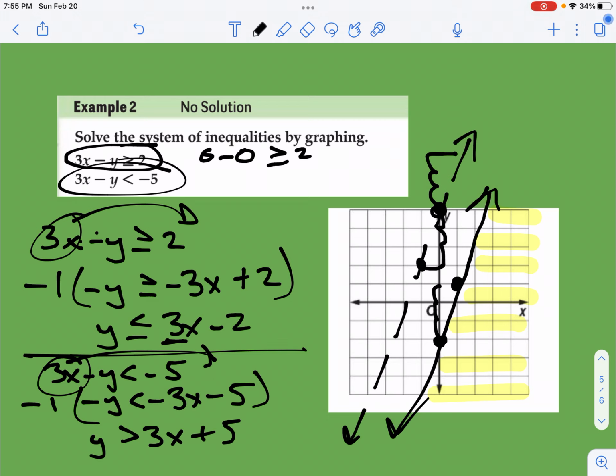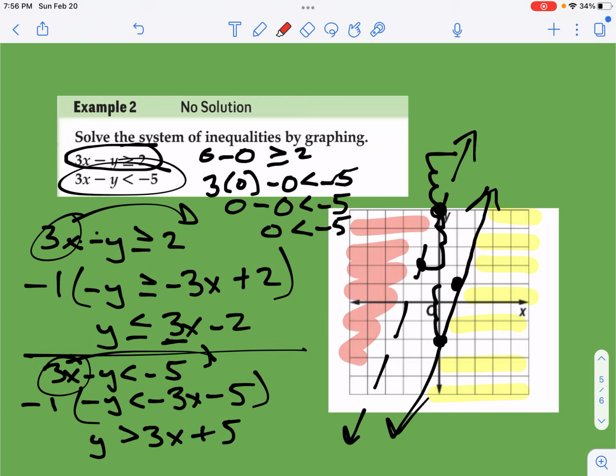Let's put the origin in this. All right, so if I put the origin in it, we have 3 times 0 minus 0 is less than or equal to -5. So basically 0 minus 0, which is 0, is less than or equal to -5. Well, 0 is never less than -5. 0 is greater than -5. So the part with the origin would be false, so we would shade the opposite side of it. So we would be shading this side of it right here.